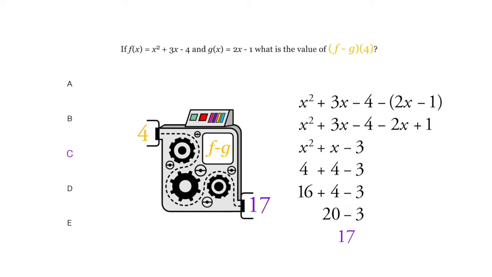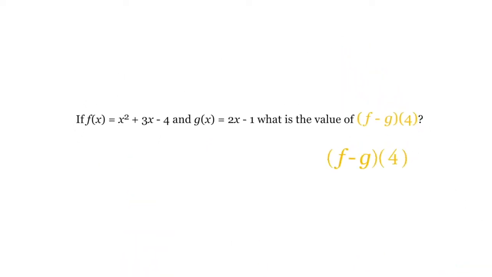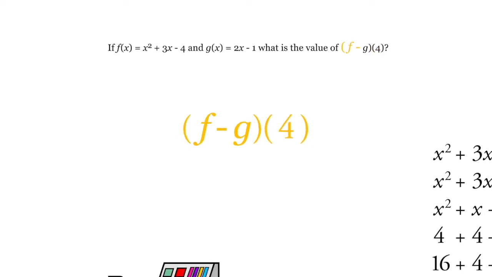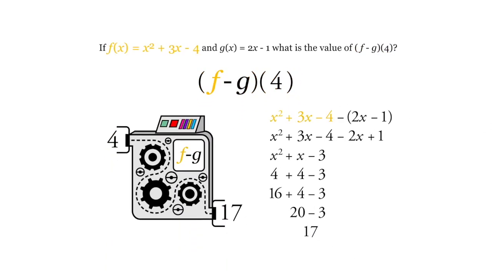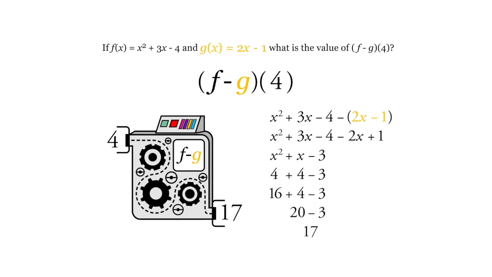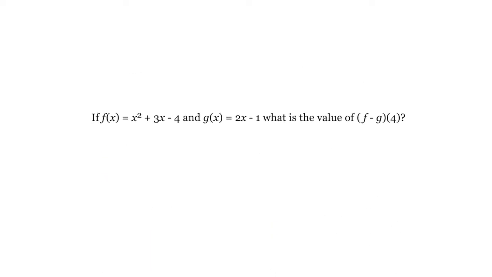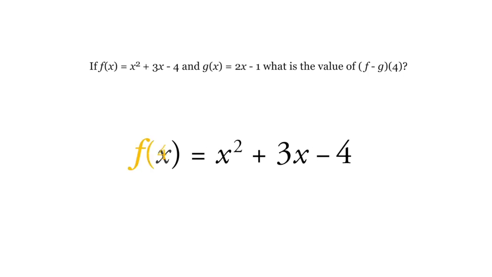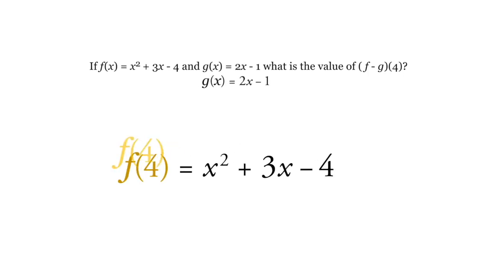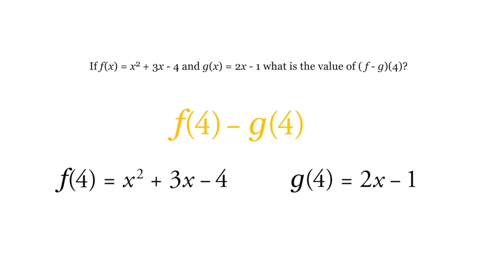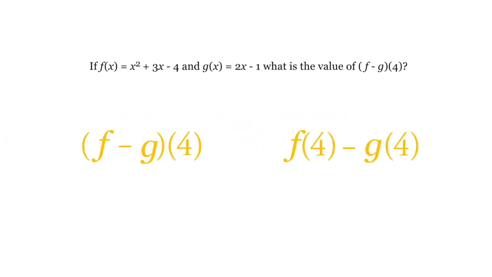Now you may be confused if you see a problem like this because you say, okay, f minus g of 4, does that mean I have to take the f, like we just did, and subtract the g, which we just did, and then plug in 4 after we've done all that operation, which is what we just did to get 17? Or do I have to take f of 4, figure out what that is, and g of 4, and figure out what that is, and subtract g of 4 from f of 4? And you're in luck because it works either way.